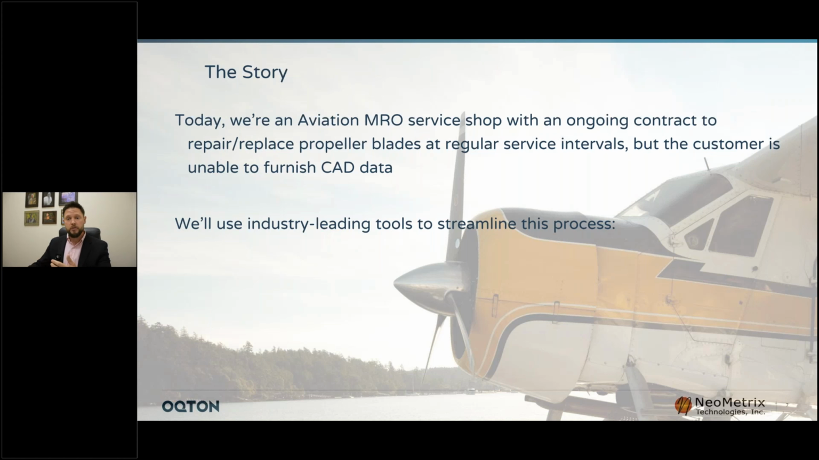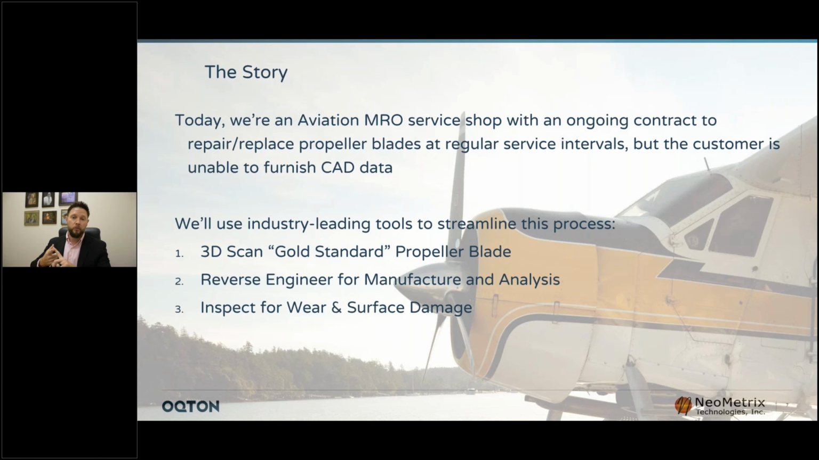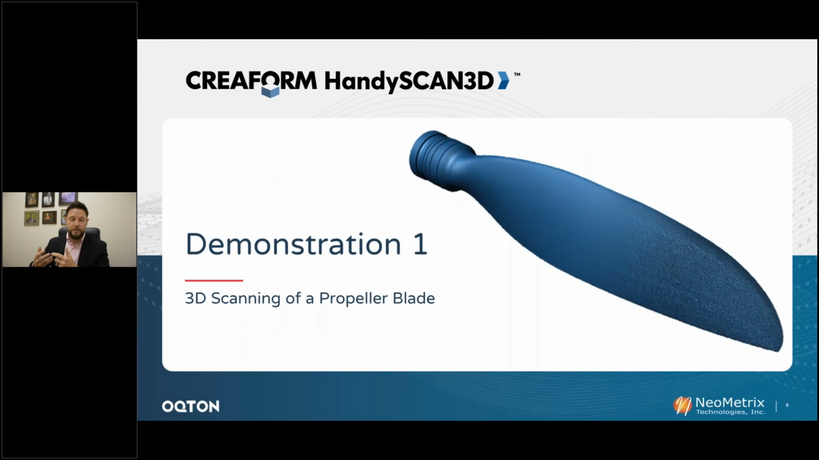So to do this, we're going to use industry-leading tools to streamline this process. For step one, we're going to 3D scan a gold standard part, so one that we know is good. Step two, we're going to take that scan and reverse engineer it into a usable CAD model. And then step three, we're going to inspect a subsequent blade scan against that CAD model. That'll bring us to demonstration one.